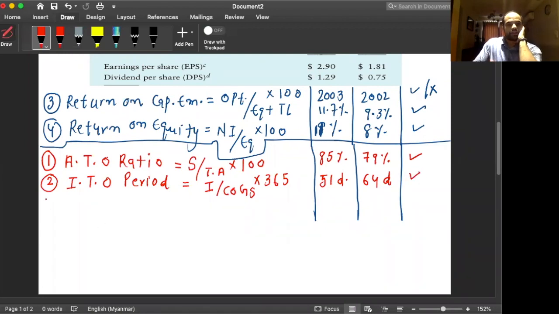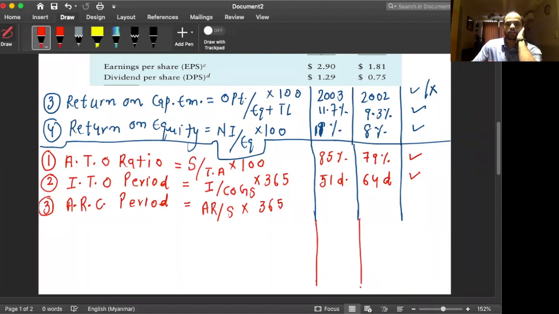Yes. Let's move on to the next, which is the accounts receivable collection period, right? So the formula is accounts receivable divided by sales and multiply by 365 days. So calculate the accounts receivable collection period and tell me for 2003 and 2002.